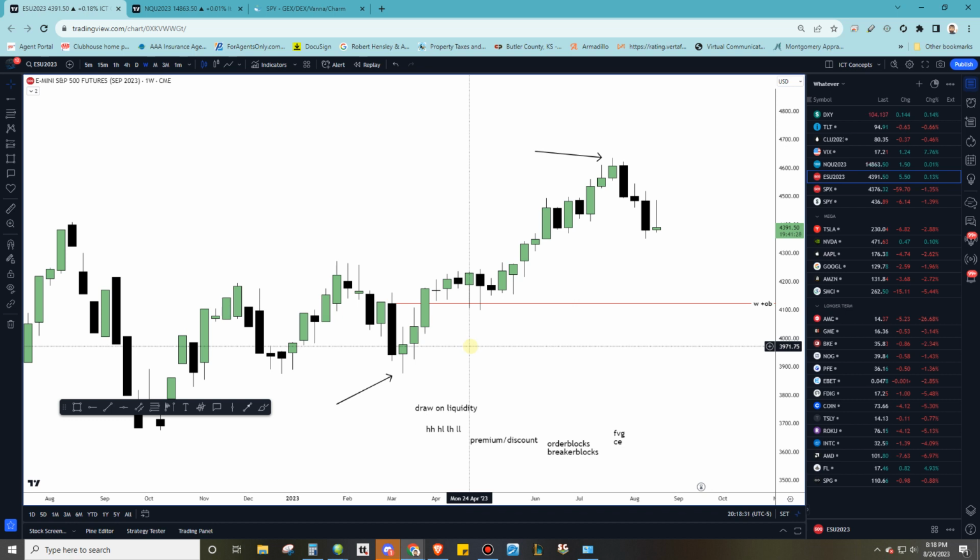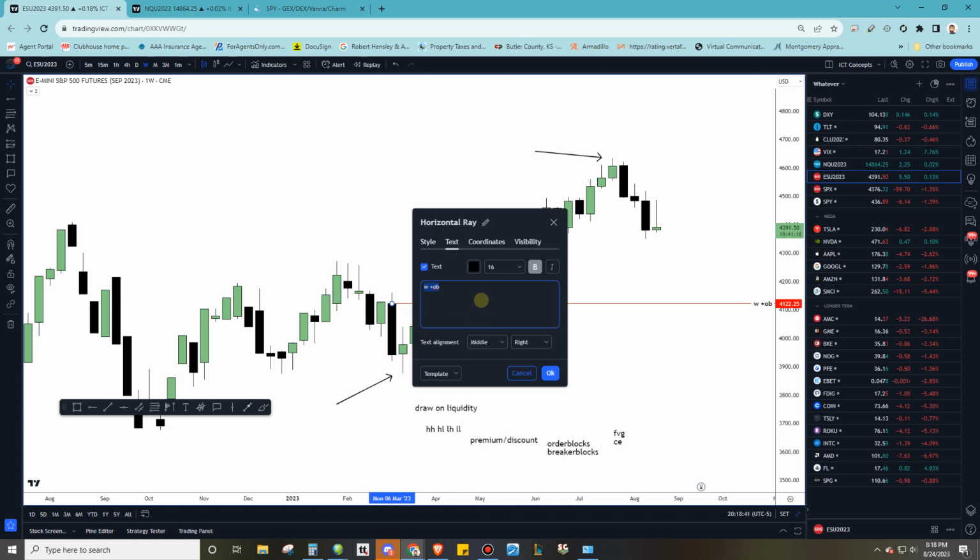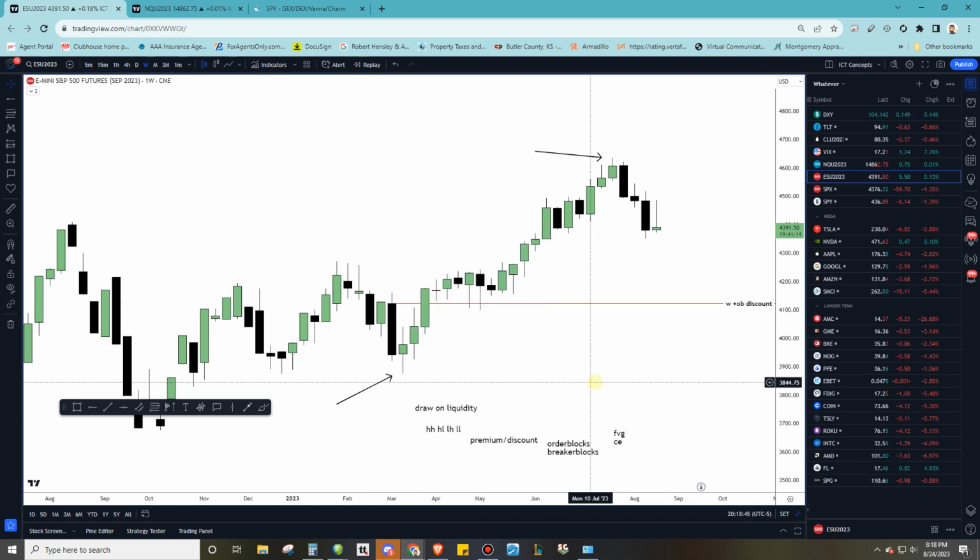That's something I like, though. It's clear cut. Once that candle engulfs it, that becomes the order block, and you can see how it was respected the whole way. So that's essentially a discount weekly order block. And why is it a discount? Because it's the lowest one, near the swing low.